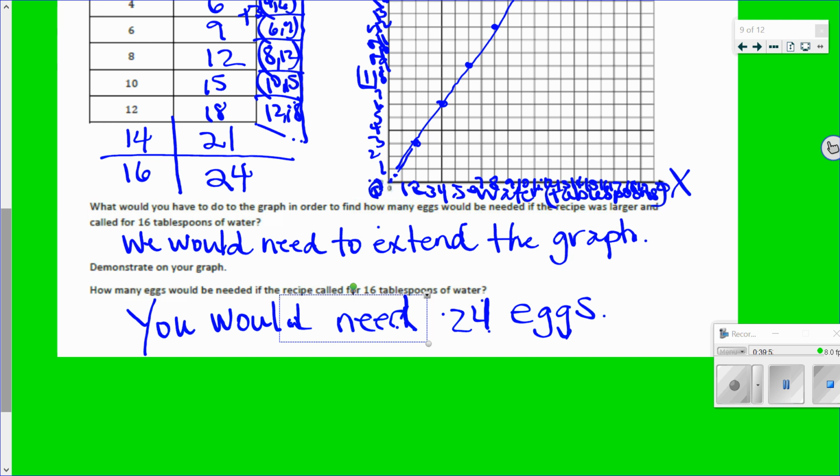Good. If you extend your chart out, guys, you will be able to see that. Okay. Very good.